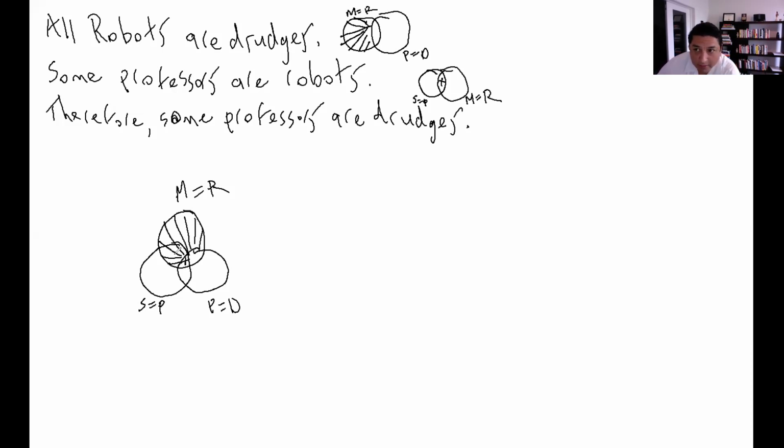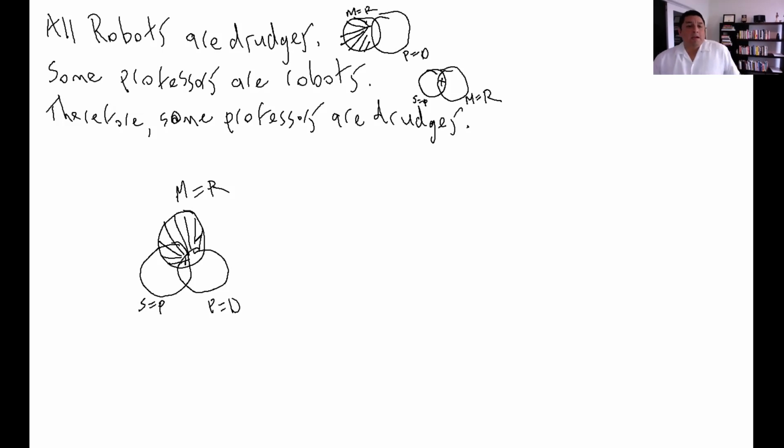That's the information of the second premise. Now, the reason it doesn't go in that sector is because there's nothing existing there. You've already established that nothing exists there. It's empty, so it has to go over here. It necessitates it into this sector. If that sector wasn't empty, then the professors that are robots could exist here. But since the first premise made this empty for us, it forces it over here.